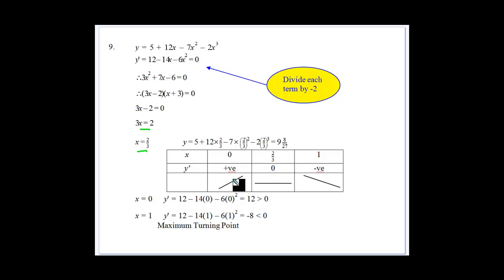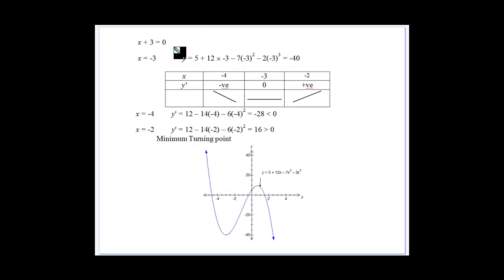Again, test before and after. With 2/3, we'll test at 0 and 1, put our values in, we get a positive gradient, then a negative gradient, which gives us a maximum turning point. And then when x plus 3 is equal to 0, x would equal 3. Our y value is minus 40.